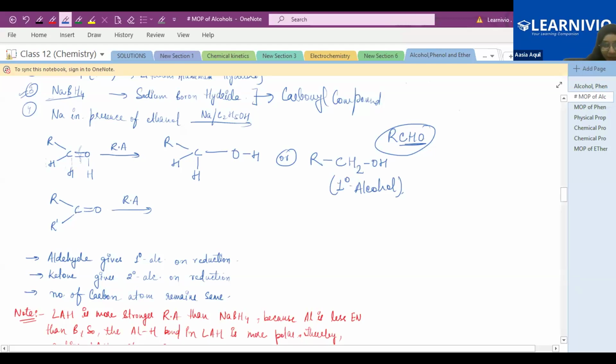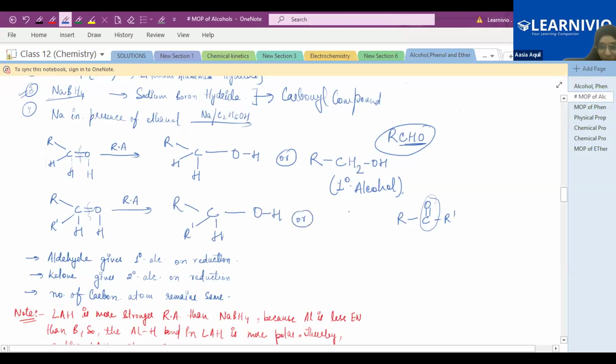Now, second one. See, this is if I attach the other alkyl group over here. So this is your RCOR'. Which group is it? It's a ketone. So on the reduction of ketone, again do the same thing. Just break this pi bond, add one hydrogen to this carbon and the other hydrogen to this oxygen. Now write down this R, this R', here the hydrogen, single bond, and this OH. Now you can rearrange this.